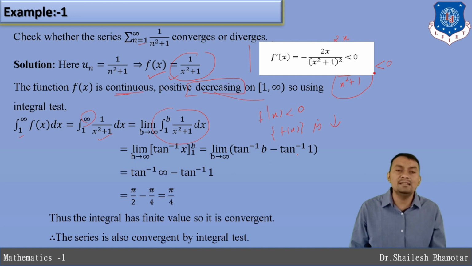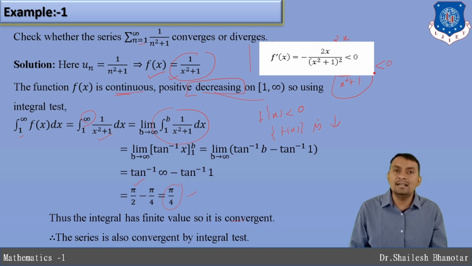So tan inverse b minus tan inverse 1, but when we take the limit b tends to infinity, we get tan inverse infinity, which is pi by 2, and tan inverse 1 is nothing but pi by 4. When you simplify, you will get pi by 4, and this is a finite quantity, and therefore we can say that the series is convergent according to the integral test.